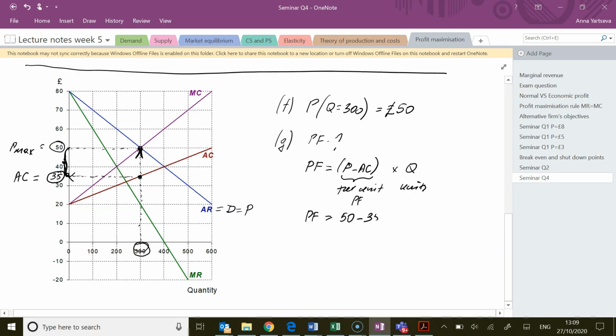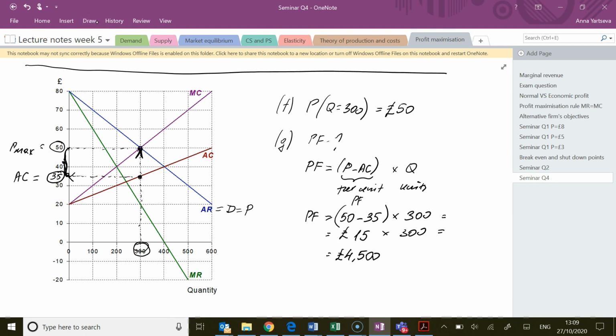Price 50, average cost is 35, which implies that we are making 15 pounds profit per each unit times number of units, which is 300, which implies that our total profit is equal to £4,500, which is actually represented by this shaded area now. As before, the top line is the price, lower line is the average cost per unit. The difference represents average profit times the horizontal distance, which is number of units.